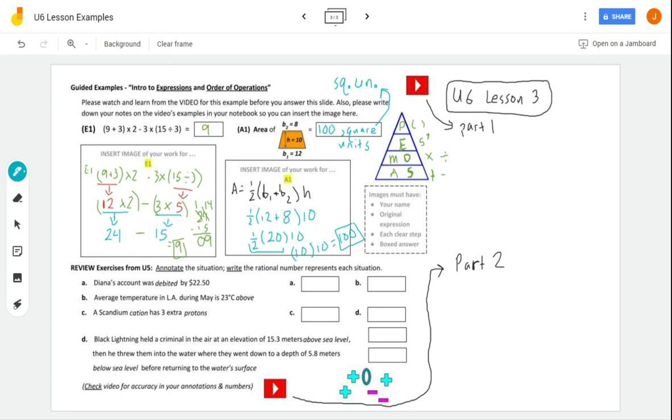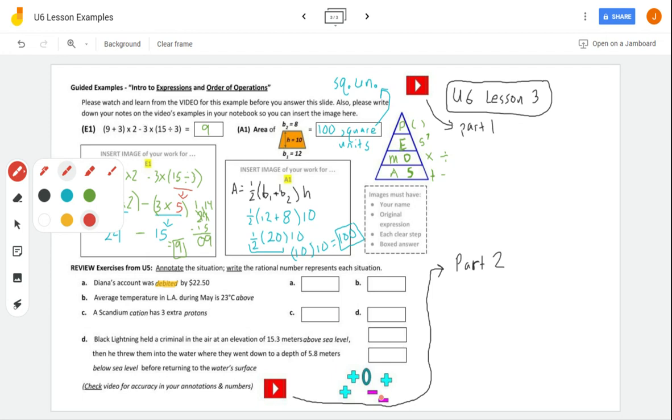So I'm going to jump right in. It says that Diana's account was debited by $22.50. And so I'm going to begin by highlighting the key phrase or phrases. Account is important, but it doesn't tell me anything about the type of integer, so I wouldn't highlight it even if I could. Debited means that money is being taken by the bank out of your account and then given to someone, either the bank or another company. So it usually means that you used your credit card or debit card and now they're removing money from your account. And if they're removing, then that means that the symbol is negative.